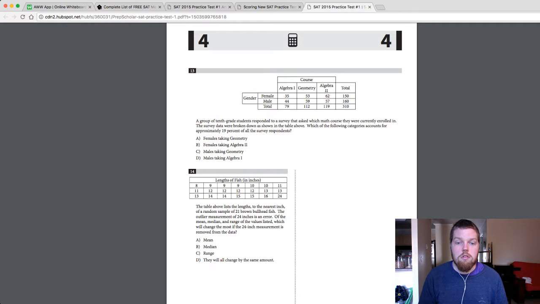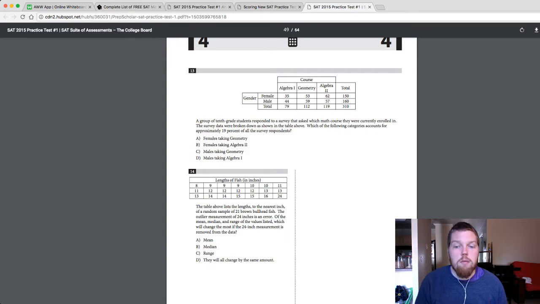Which of the following categories accounts for approximately 19% of all the survey respondents? So what is the definition of all the survey respondents? It would be everyone who answered the survey, and the total for that is 310 people. There was 150 males and 160 females. And that adds up to 310. And there were 79 students in Algebra 1, 112 in Geometry, and 119 in Algebra 2, which adds up to 310. So we need to come up with which one of these is about 19% of all the survey respondents.